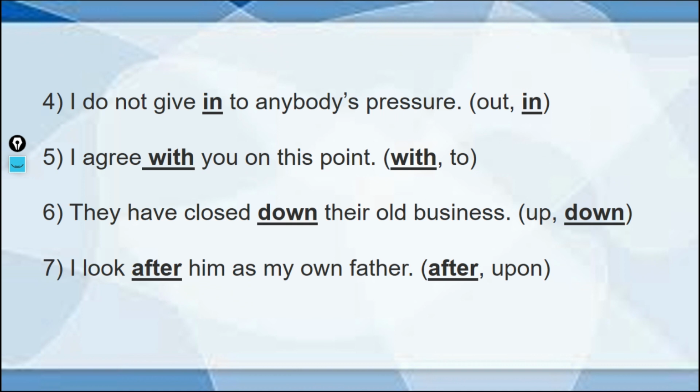I do not give in to anybody's pressure. Out and in were the words that were given as options. In the 5th question, I agree with you on this point. With and to were the two options. In the 6th question, they have closed down their old business. What were the options? Up and down. So the answer is they have closed down their old business. The 7th question, I look after him as my own father. The options were after and upon, and the correct answer will be I look after him as my own father.